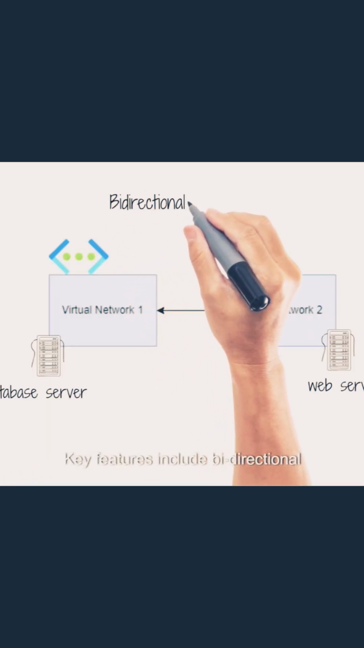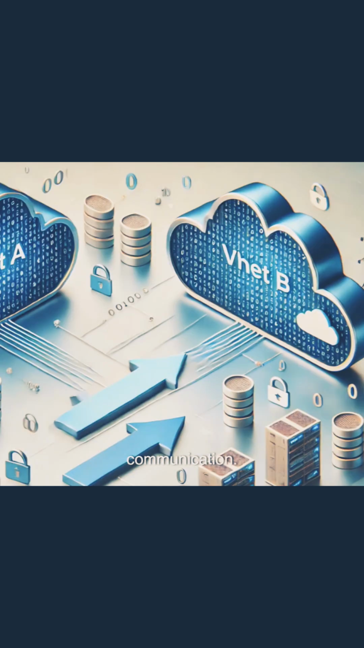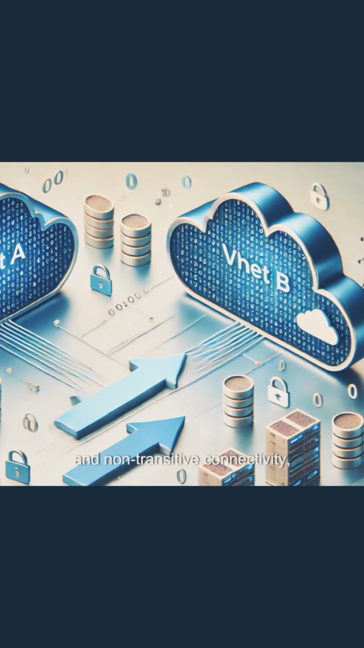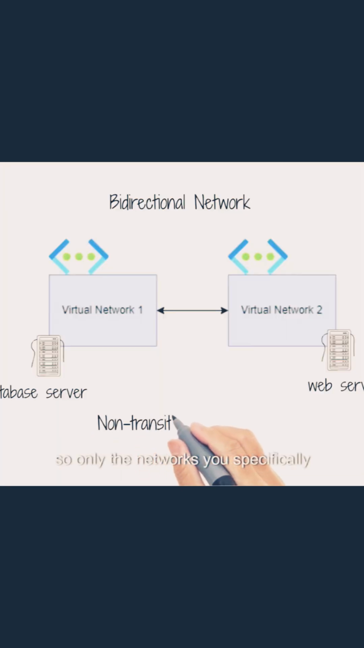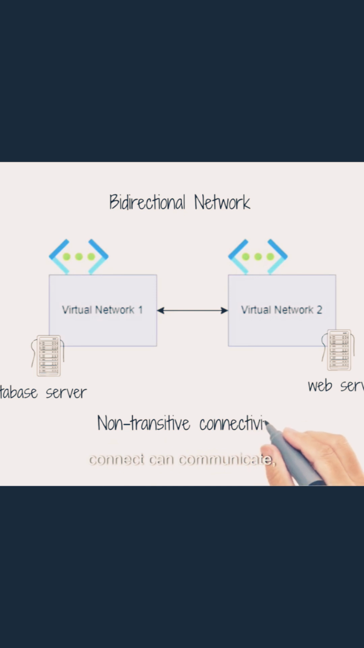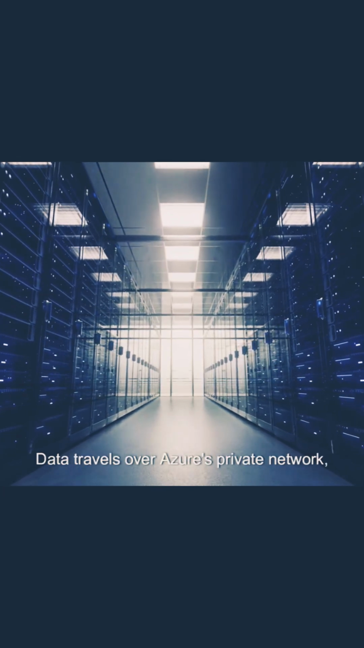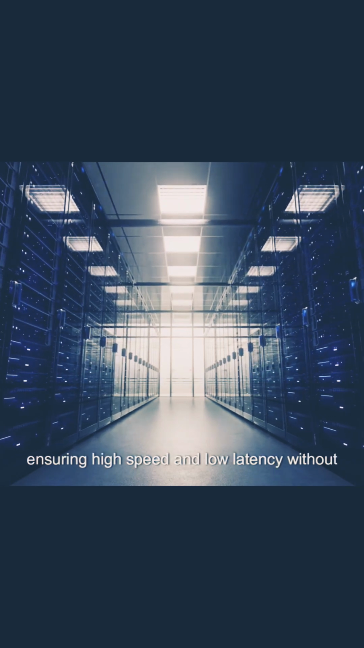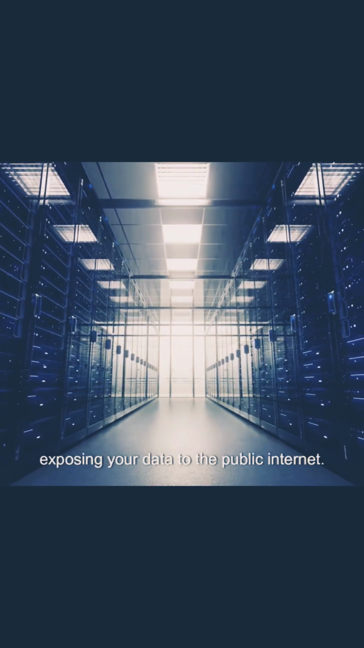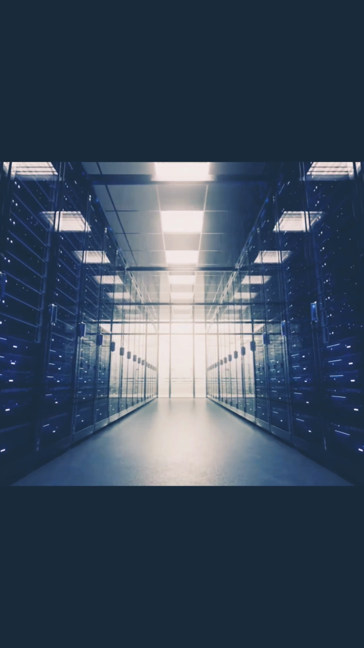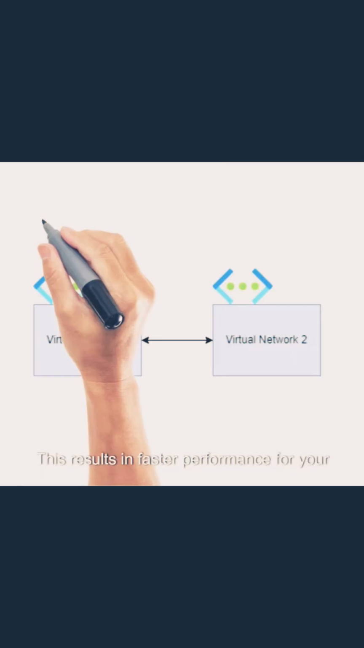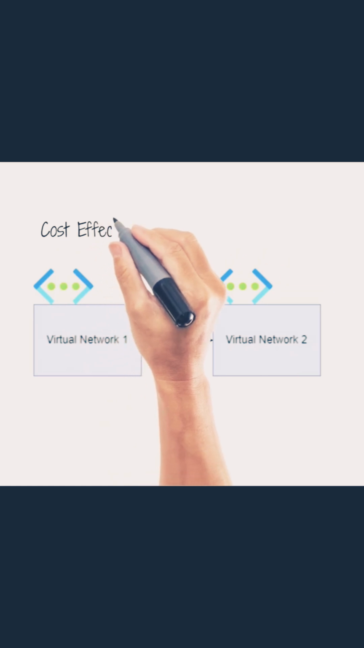Key features include bi-directional communication, meaning data flows both ways between peered networks, and non-transitive connectivity, so only the networks you specifically connect can communicate, enhancing security. Data travels over Azure's private network, ensuring high speed and low latency without exposing your data to the public internet. This results in faster performance for your applications and services.